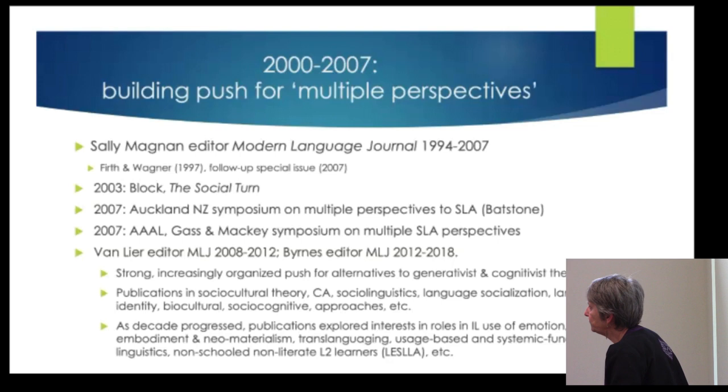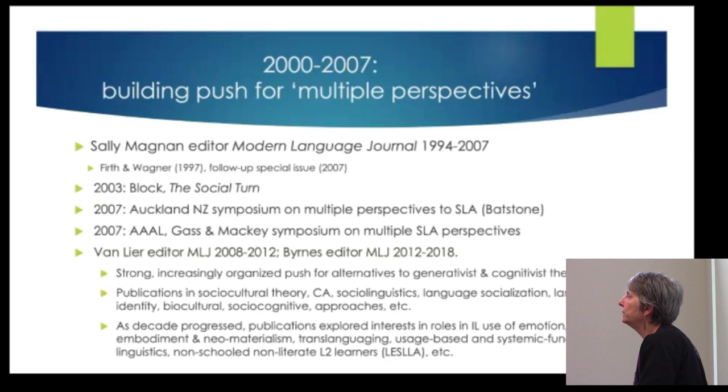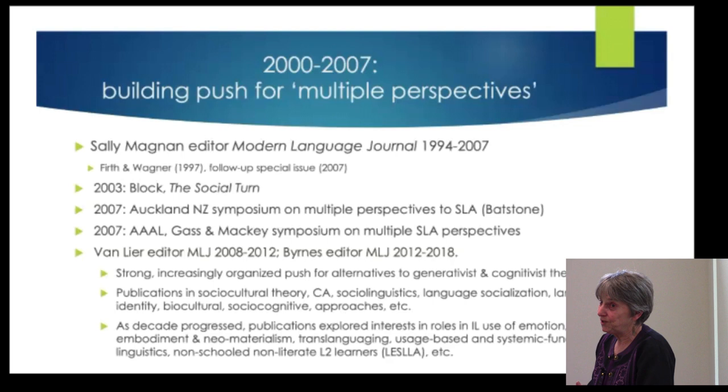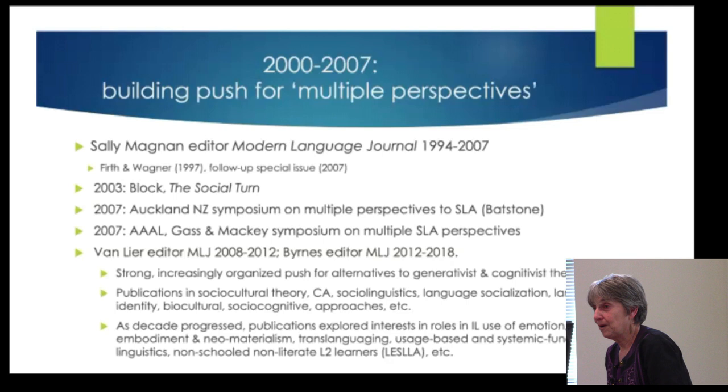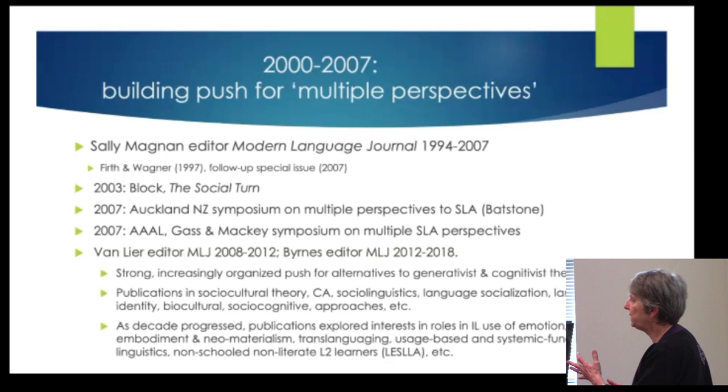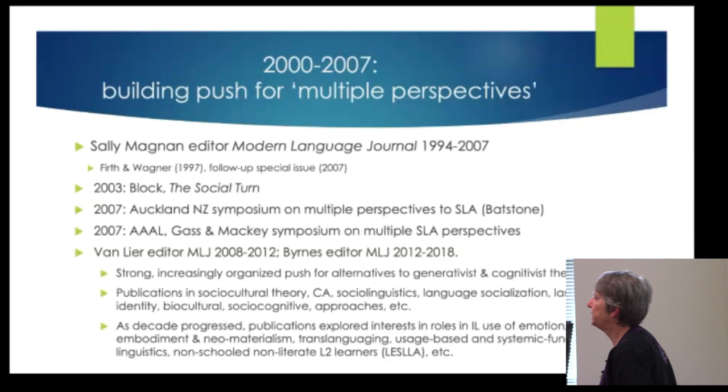After Magnan left as editor of the Modern Language Journal, Leo Van Lier was editor for 4 years and tragically died in 2012. And Heidi Byrnes took over. And basically, if you know Heidi Byrnes, she's an energetic, opinionated person who was a strong proponent for social approaches to SLA. And for the time when she was the editor of MLJ, as you'll see, she played a very strong role in trying to get more attention paid to alternatives to generativist and cognitivist theories.